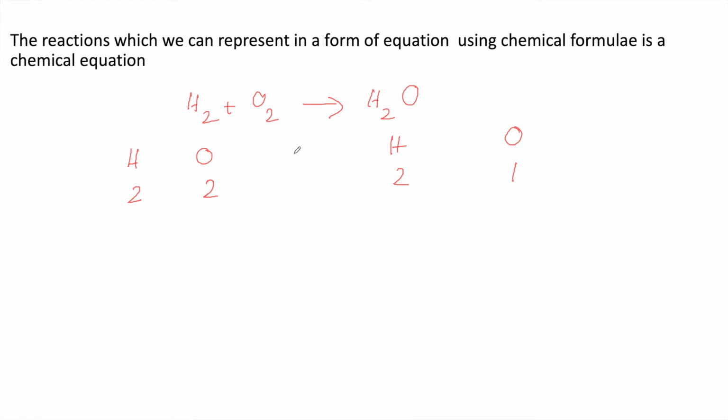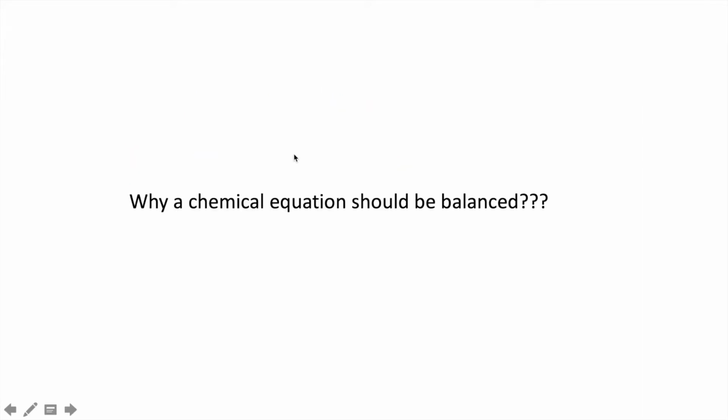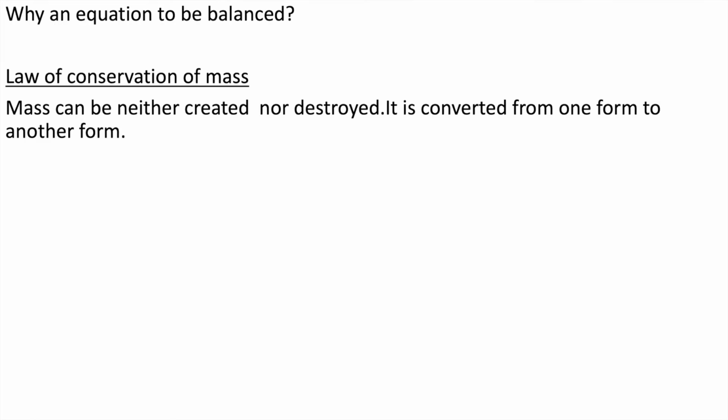A chemical equation should be balanced for a chemical reaction. Why should a chemical equation always be balanced? A chemical equation should be balanced according to the law of conservation of mass. Mass can be neither created nor destroyed. It is converted from one form to another form. This is the law of conservation of mass.